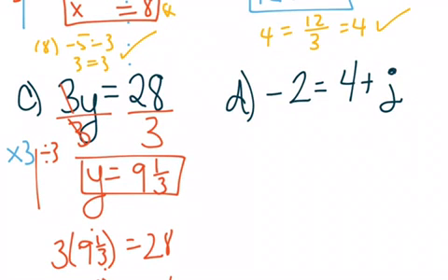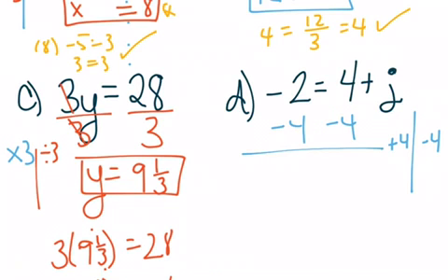Okay? The last one we have is 4 is being added to j. What is the opposite of adding 4? That's subtracting 4, right? So subtract 4 from both sides, and you're left with negative 6 is equal to j.